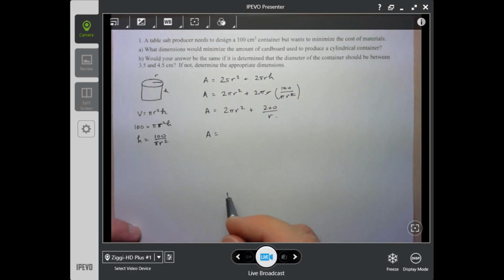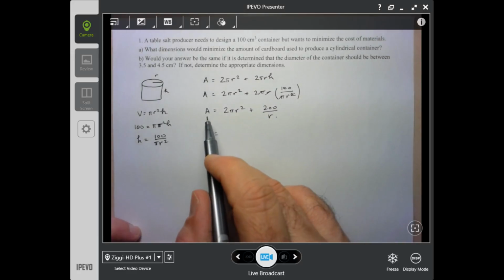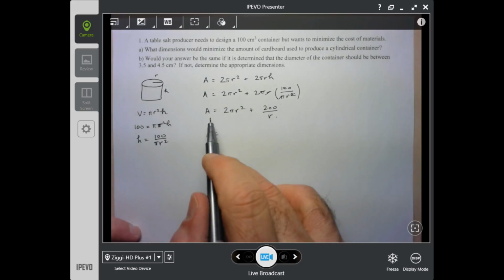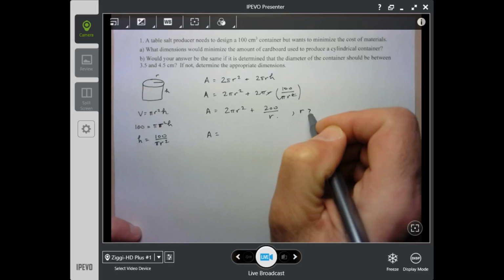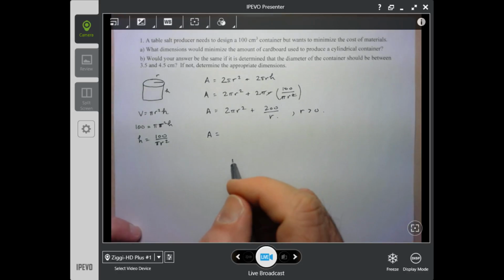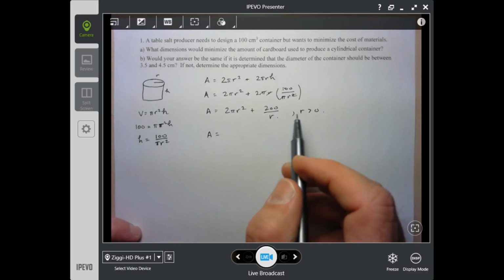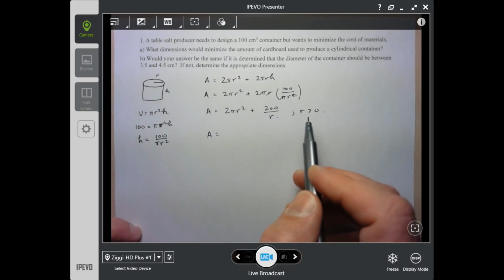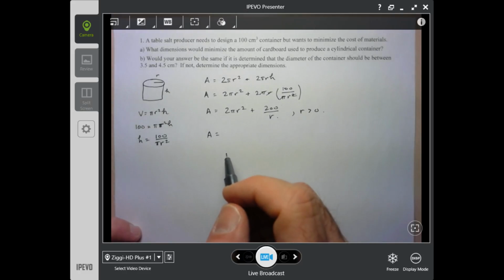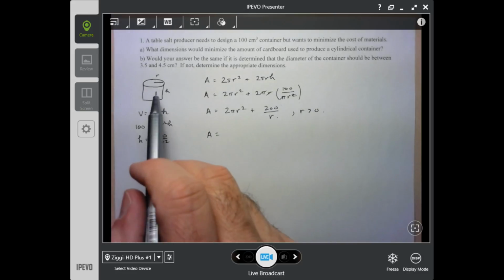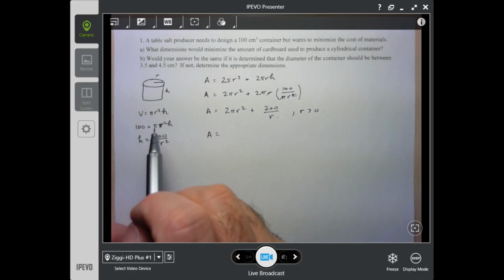One thing I do want to add to this model is that I'm specifying the domain over which I'm working. I'm not interested in negative r values, so you want to specify this just to make sure that you're working within that context. In part B, my domain would be 3.5 to 4.5.